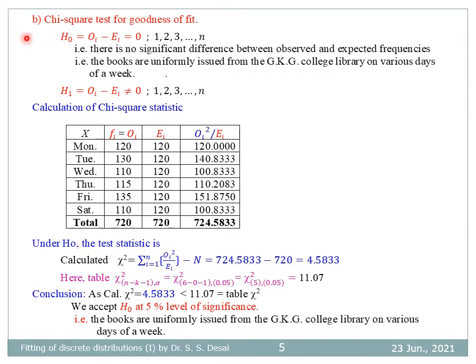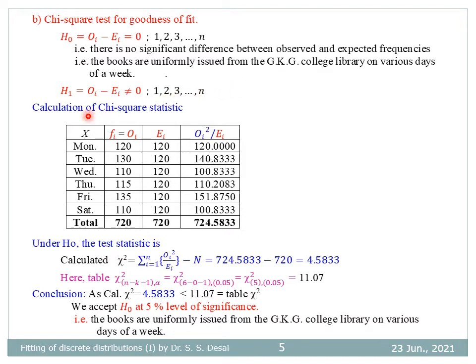Now the second part is chi-square test for goodness of fit. Here the null hypothesis is Oi minus Ei is equal to 0. That is, there is no significant difference between observed and expected frequencies. In terms of the given data, H0 is that the books are uniformly issued from the GKG College Library on various days of a week. Alternative hypothesis H1 is Oi minus Ei is not equal to 0. That means the books are not uniformly issued from the college library on various days.